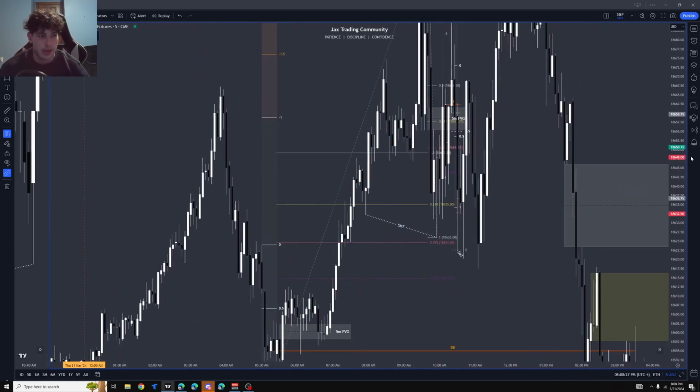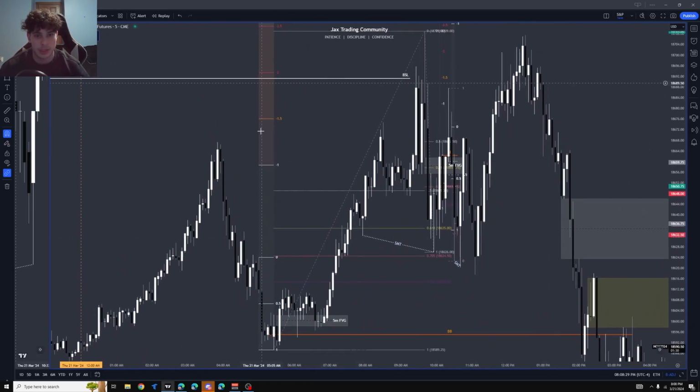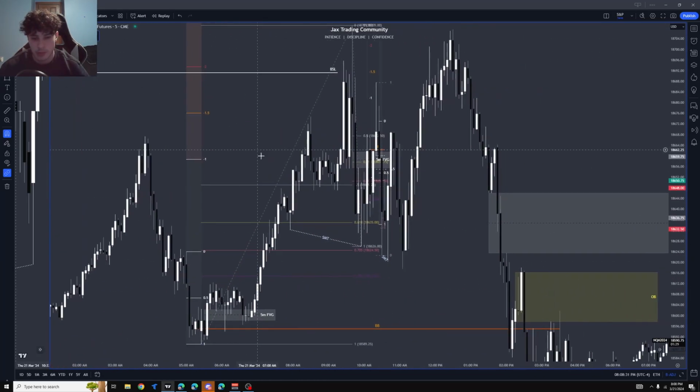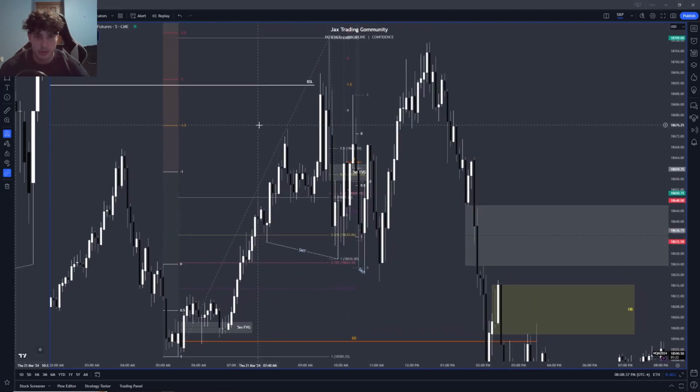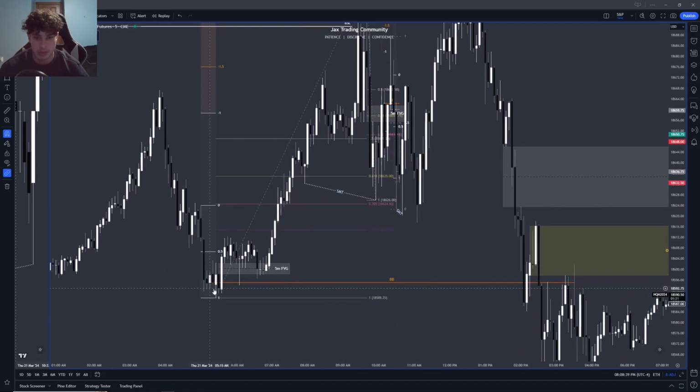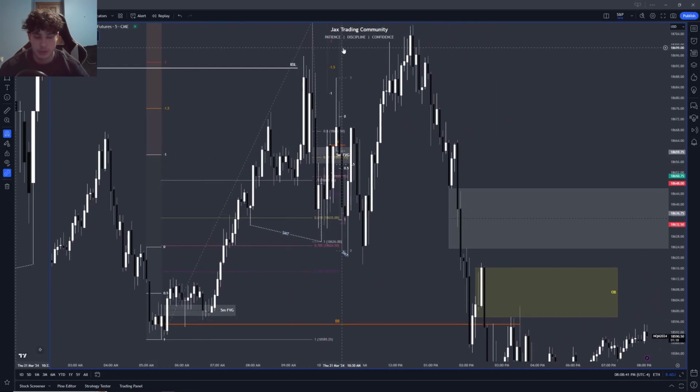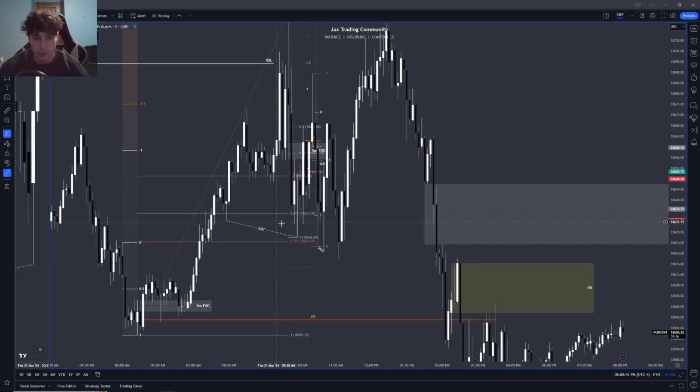Secondly, after this move, usually what's going to happen is we will retrace to discount. And so I actually drew OTE in here from the top of this wick to the bottom of this wick of this move. And we respected this OTE range, which is this golden ratio and the 70%. We respected it pretty well. As you can see, all the wicks and bodies respected it.